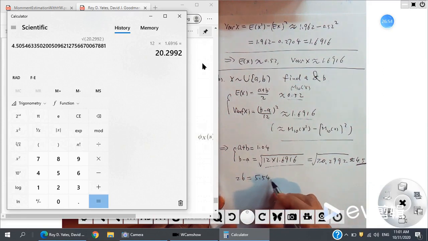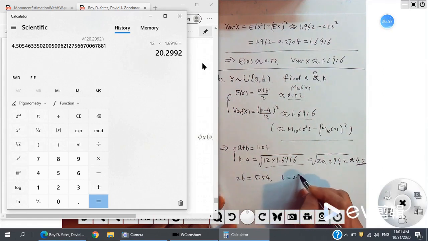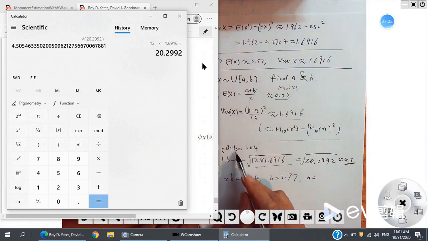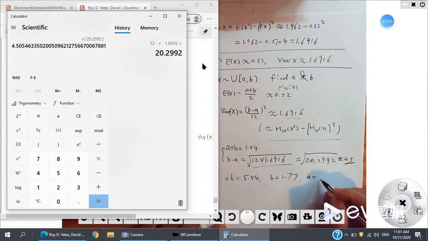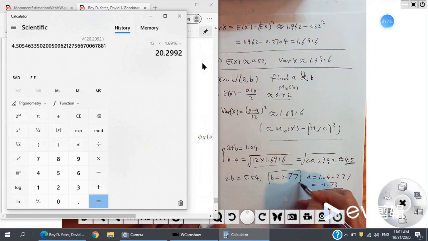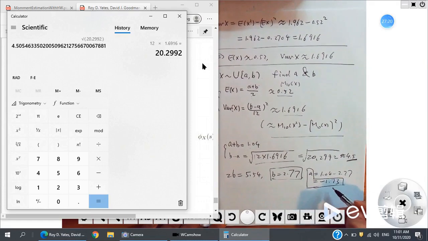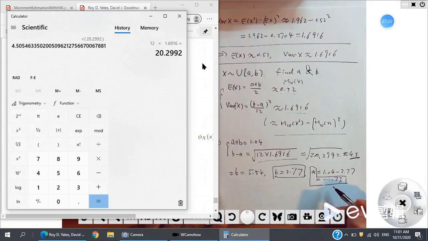5.54. So b is 2.77, and a should be this one minus b, right? So 1.04 minus 2.77. This is a negative 1.73. Okay, this is a. B is this, A is this. Now this is estimation. We have two estimations about these two numbers. Alright. Does it make sense?